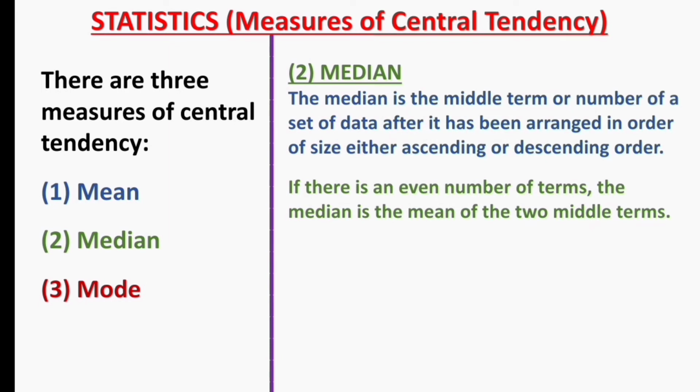The second type of measure of central tendency is the median. From definition, the median is the middle term or number of a set of data after it has been arranged in order of size, either ascending or descending order. Please note that if there is an even number of terms, the median is the mean of the two middle terms.